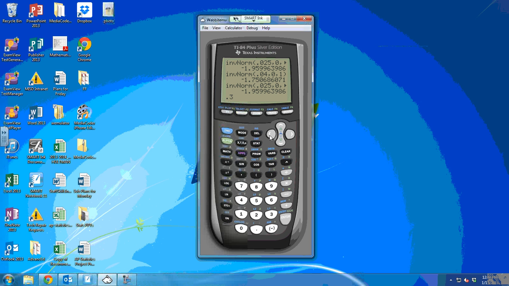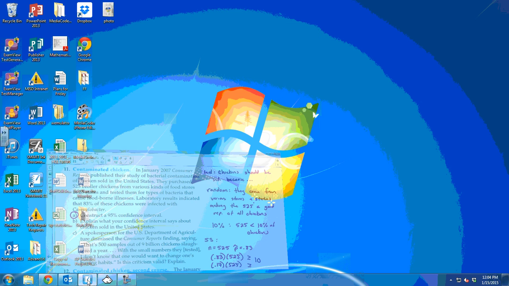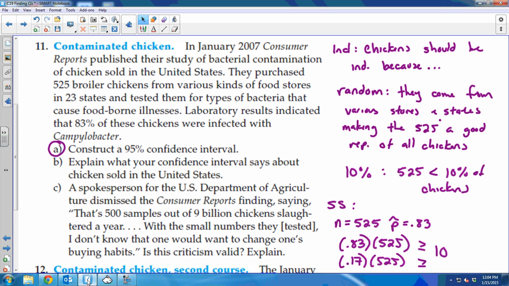0.83 times 525 is 435.75, so that gives us plenty of room for failures, right? Okay. So you would find those numbers, no big deal. I checked my conditions. Everything seems good, so I can actually do the interval.